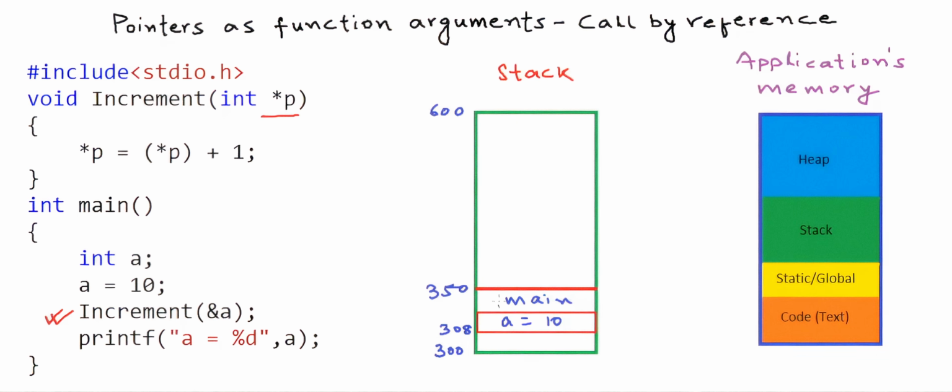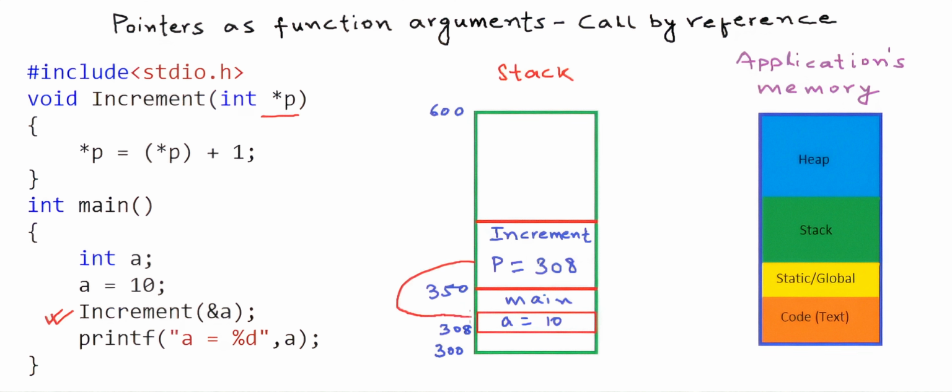Now when main method calls increment, a local variable corresponding to the parameter p is created, and this is a pointer to integer, and the value that gets copied or stored in this particular variable would be 308, the address of a.